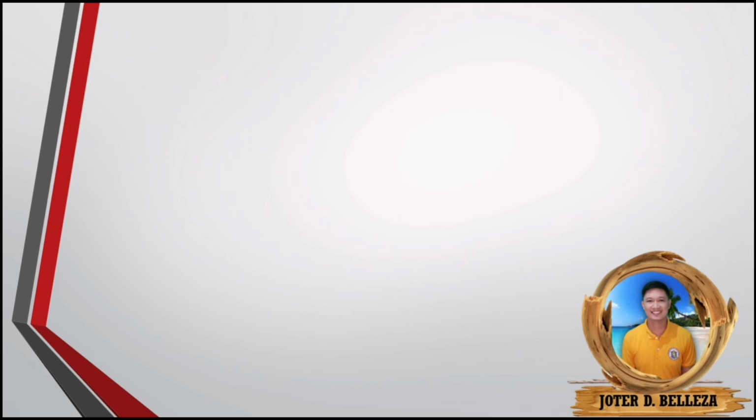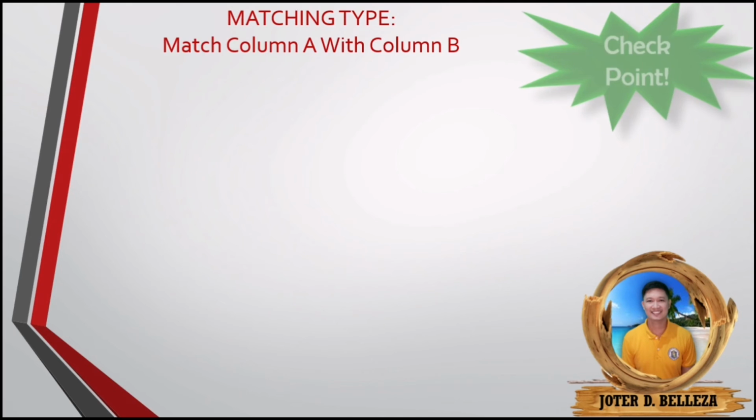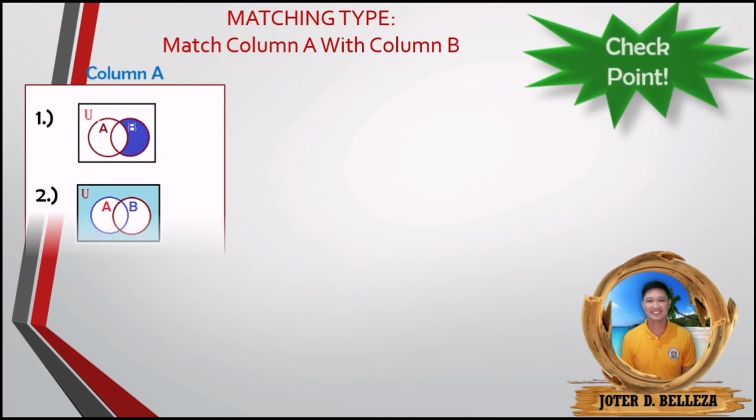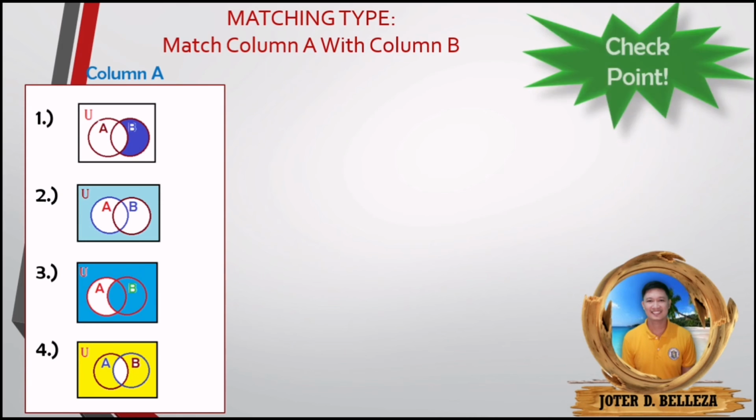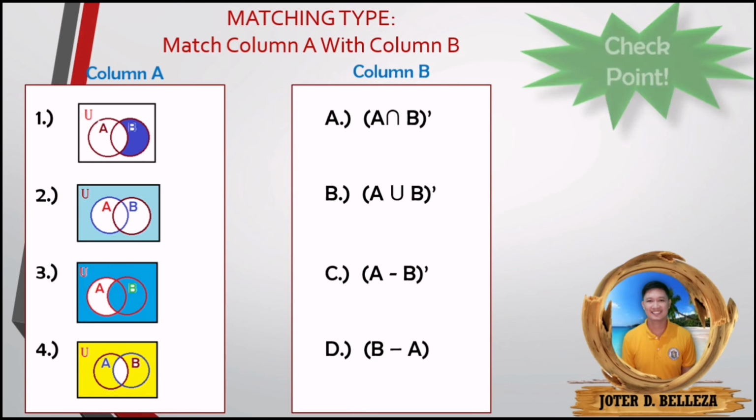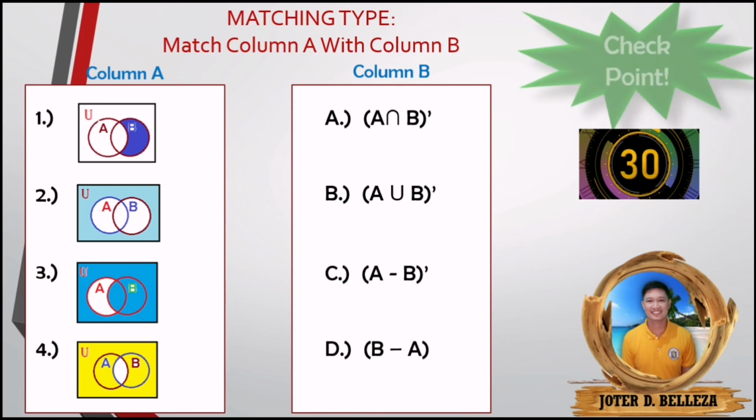Before we finally end, let's have another quiz. Okay? This is a matching type. Now, I want you to match column A with column B. Okay? So, given here, column A, these are different representations of operations of sets using a Venn diagram. I want you to find its pair in column B. So, given here are the following. Now, I'm gonna give you 30 seconds to answer these 4 items. Your timer starts now.